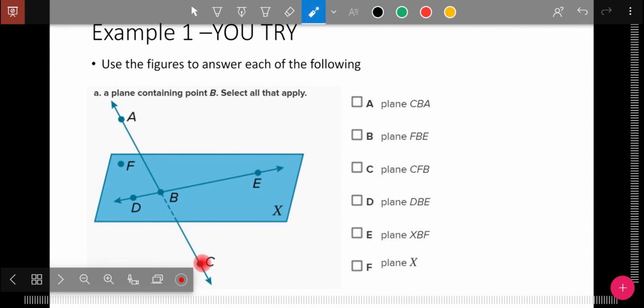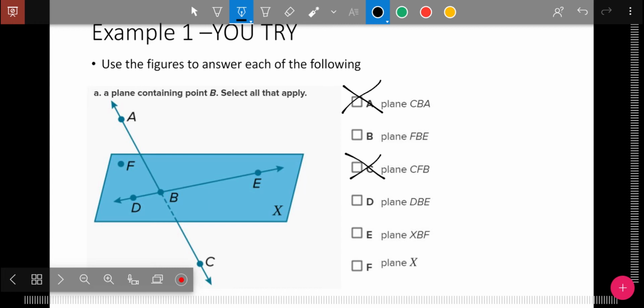So plane CBA, is that possibly a right answer? Hopefully you're shouting at the screen, no. C and A are not even on the plane. A is above it, C is below it. So if it has an A or if it has a C, it can't be right. So it can't be those two because C is not on the plane.